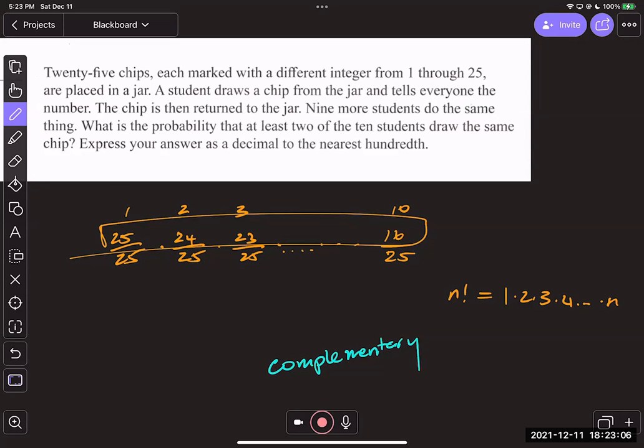Wait, what did you ask? So n factorial is 1 times 2 times 3 up to n. Yes. But here we only have 25 to 16. We don't have 15 to 1. We're missing these. So what do we need to do with that?